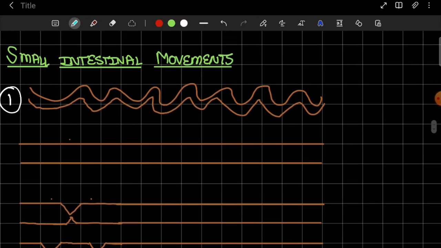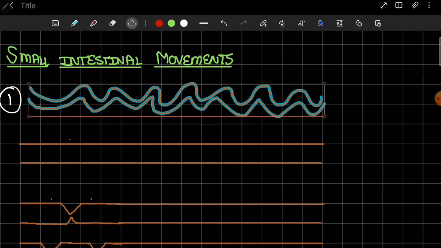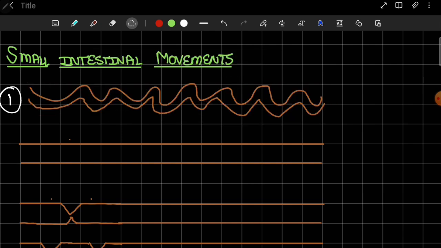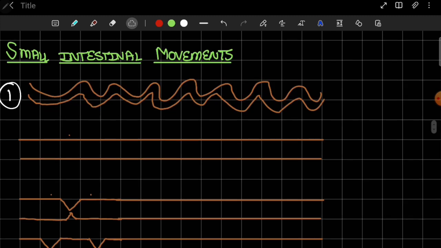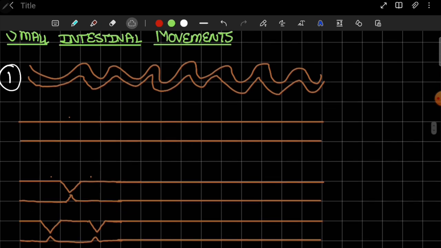So the small intestinal movements. This part is the small intestine. If I remove the small intestine from the body and extend it this way, it is probably around 6 to 6.2 meters long. For our convenience to learn, I have drawn the small intestine as a straight, pipe-like tube. So going to our concept.